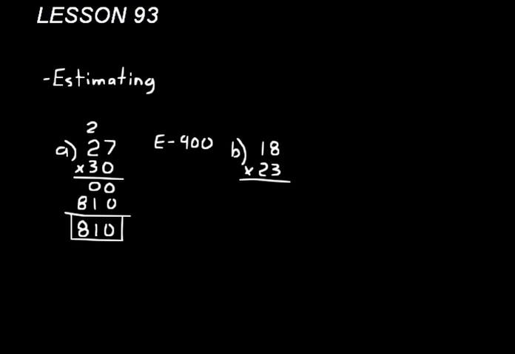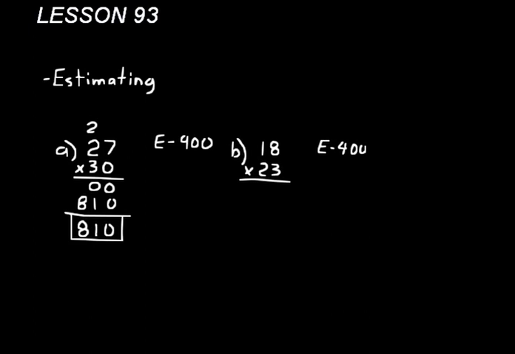Now look at B, 18 times 23. Now let's round 18 up to 20 and 23 down to 20. So we're estimating 20 times 20, and so we think 2 times 2 is 4, so 20 times 20 would be 400. And so that's our estimate. Now, we rounded 18 up and 23 down, so it's hard to say for sure if our answer is going to be greater than or less than 400. So we know it should be fairly close to 400. Let's just go ahead and do the multiplication now.